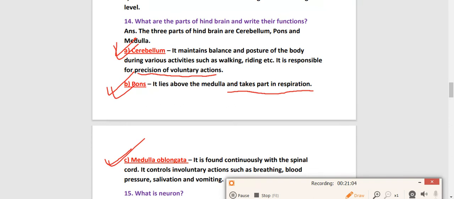It is found continuously with the spinal cord. Means it is attached with the spinal cord. After medulla, you can see the spinal cord arising from that, and it helps in the control of involuntary actions such as breathing, blood pressure, salivation and vomiting. Okay, so these are the three parts of the hindbrain with their function.